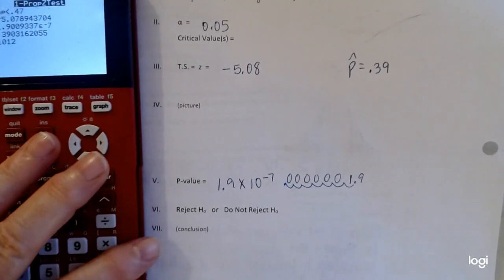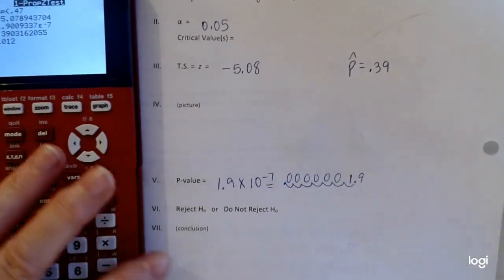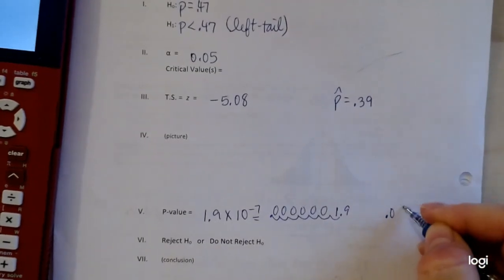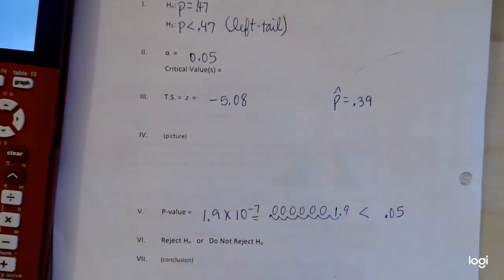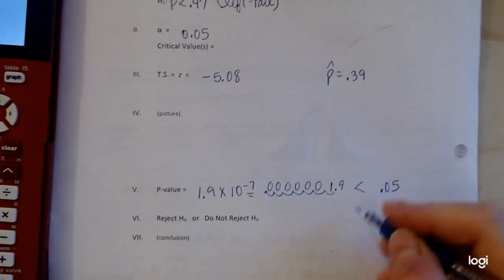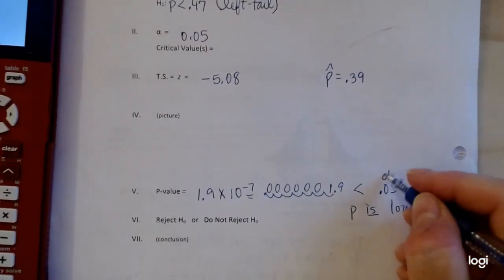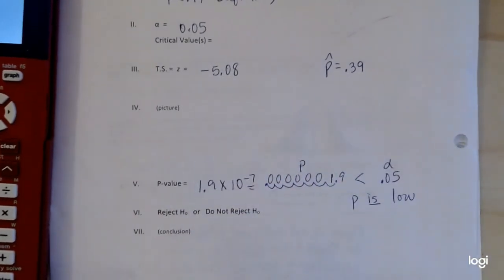That's the number. So it's a very, very small number. And when we compare that to 0.05, it is definitely less. So P is low. It's lower than alpha. This is alpha. This is P written out.